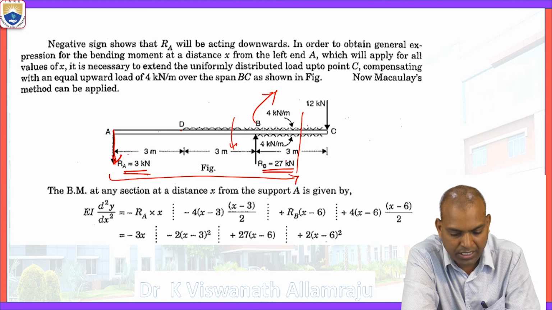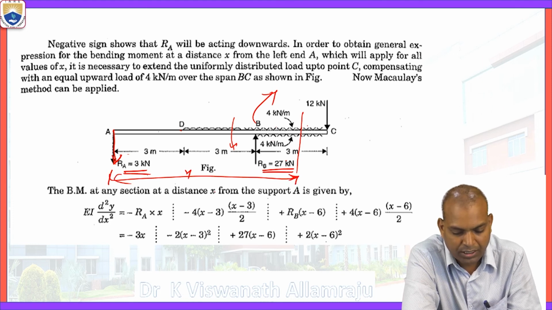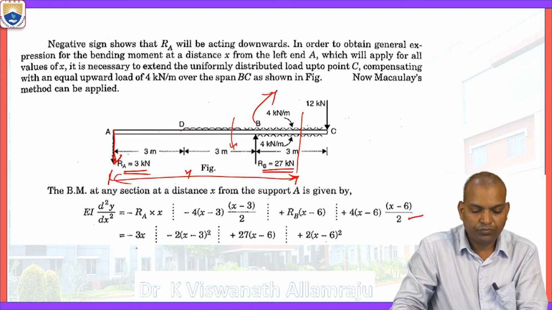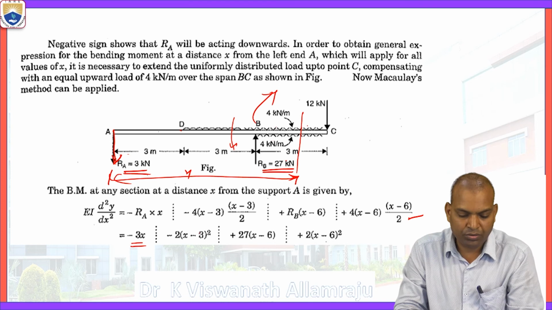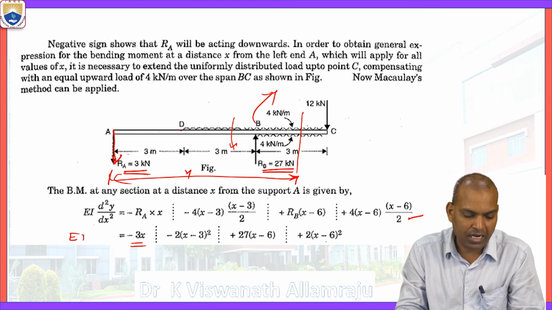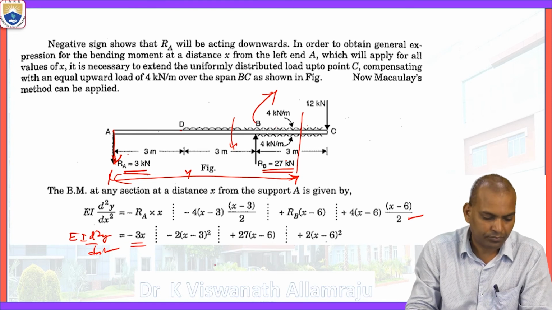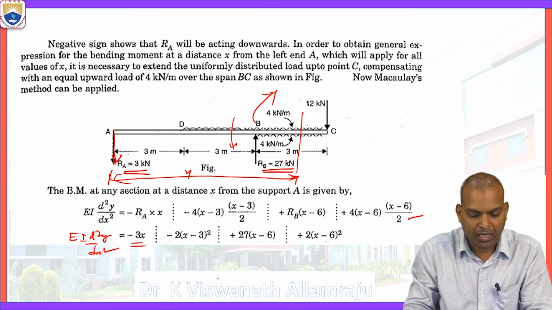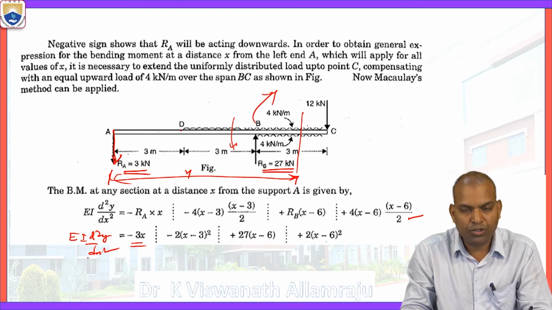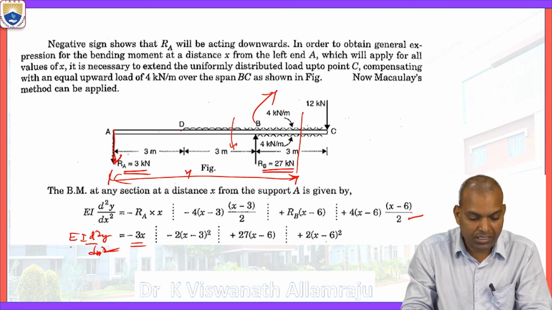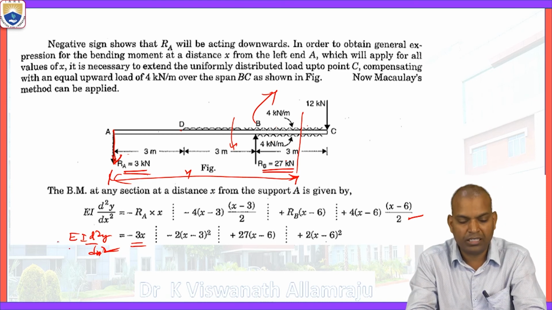This is the total portion X. X minus 6 plus 4 times X minus 6 into X minus 6 by 2. Now, substituting the RA value and simplifying, this is EI times d square y by dx square. Yes, this is the bending moment equation.